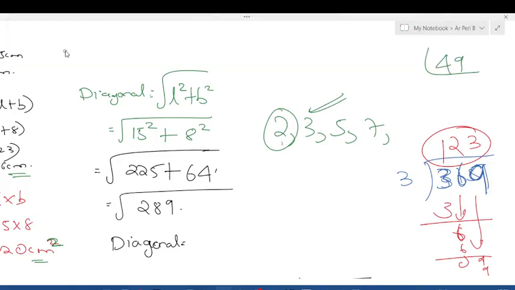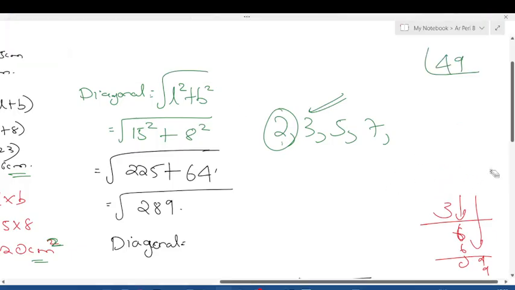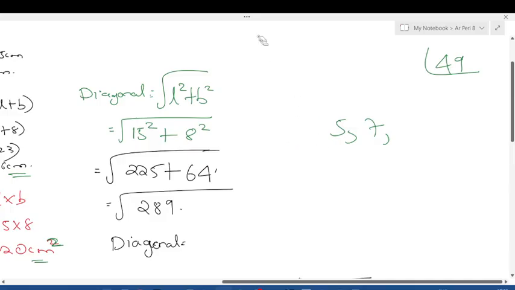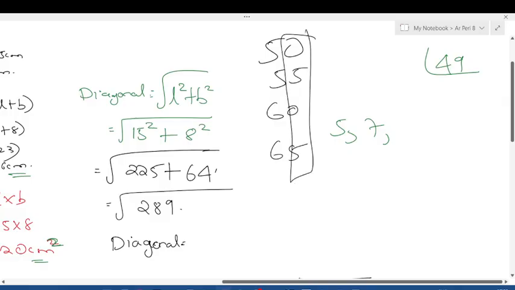Right? So this is the rule for 3, students. For 2 and 3, the rule is done. Is this clear? Any doubts? Next, for 5, students. For 5, always check the last number. The last number should be 5 or 0. 5, 55, 60, 65. Just check the last number. It should be 5 or 0. Then it will be divisible by 5. Is this clear?